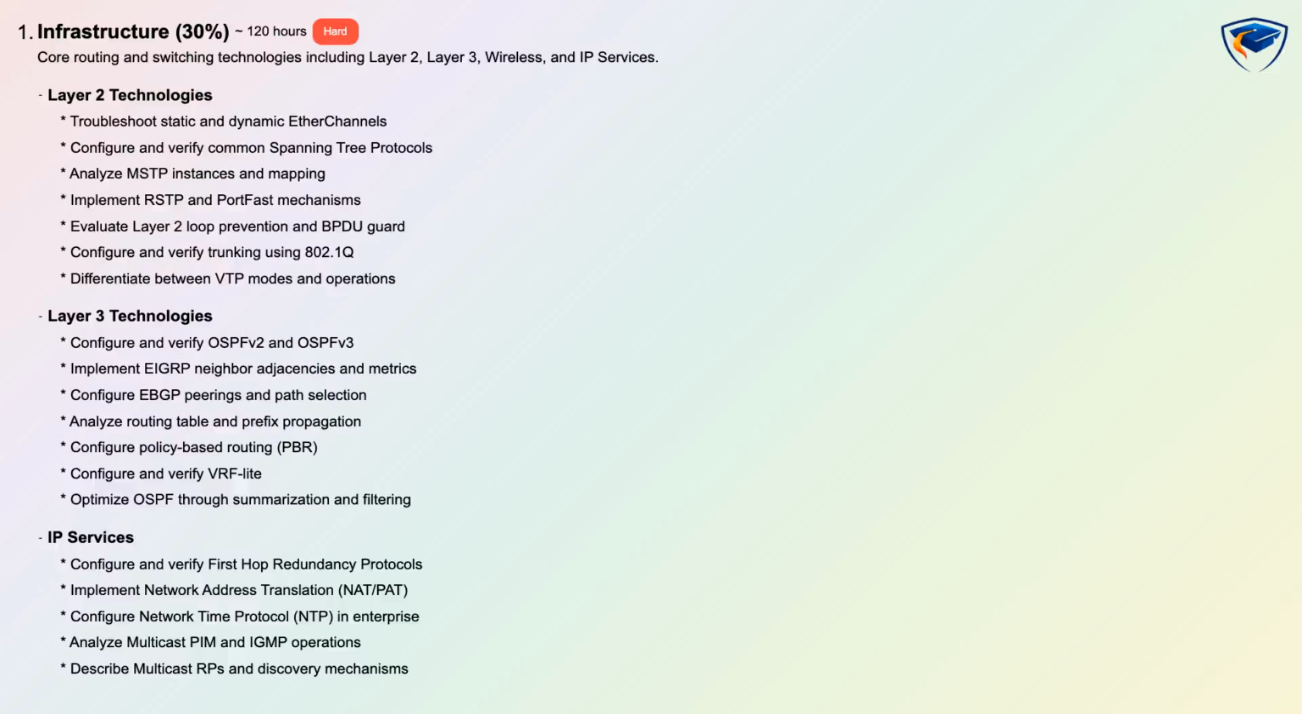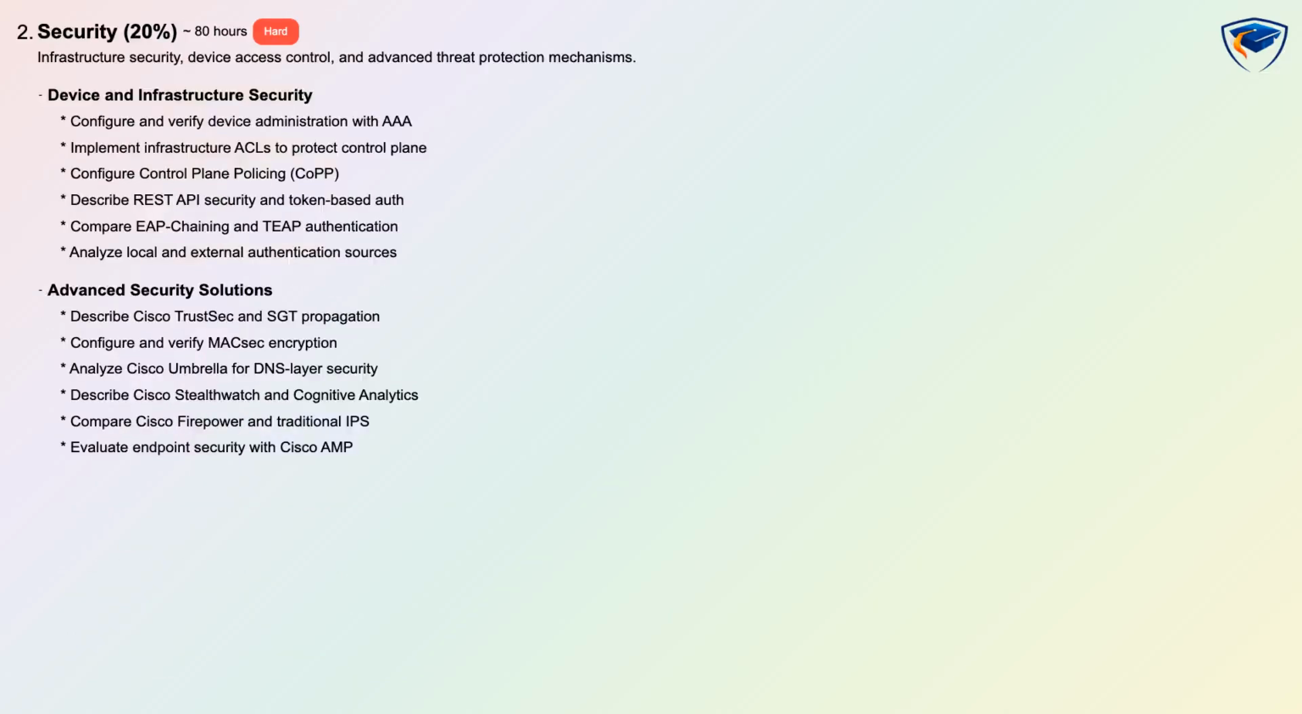policy-based routing. Within Infrastructure Layer 2 focus you will learn to configure and verify EtherChannels, common spanning tree protocols, MSTP instance mapping, RSTP and PortFast, and loop prevention features such as BPDU Guard and VTP mode differences. Hands-on practice will show you how trunks operate with 802.1Q and how to analyze and resolve switching loops and VLAN propagation issues. Mastery of these tasks is essential for the switching portions of the exam and for real-world campus designs.